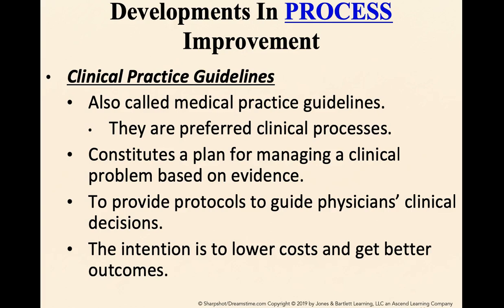So if you remember when we were talking about the history of medicine, one such thing, for instance, is the checklist that Dr. Atul Gawande put in place in the operating room in surgical theater, and it has actually brought down a lot of avoidable errors. So these are what we call clinical practice guidelines. They are also called medical practice guidelines, and they are the preferred clinical processes. For instance, how do you take care of diabetics if you are seeing diabetics in a primary care?